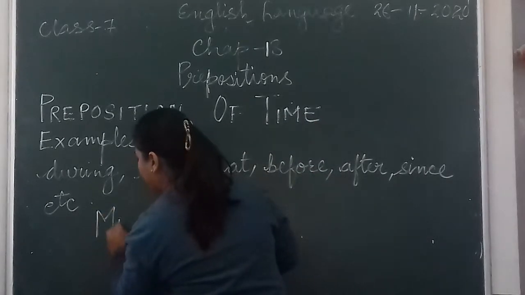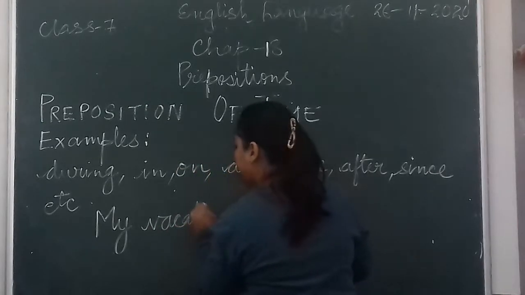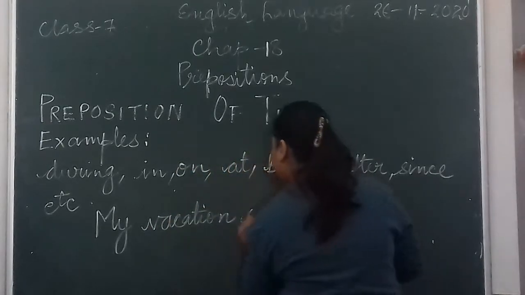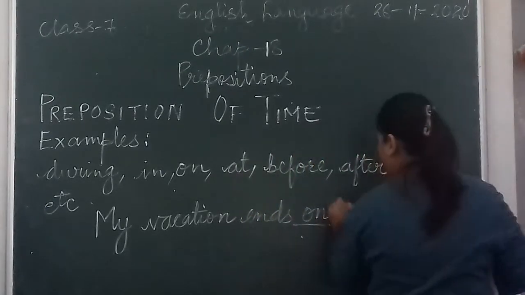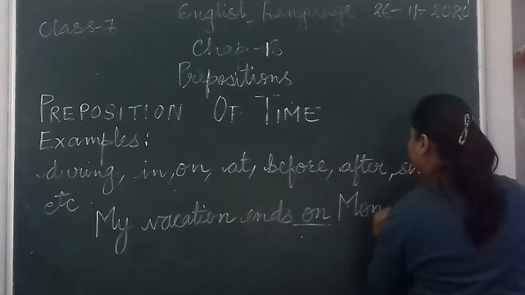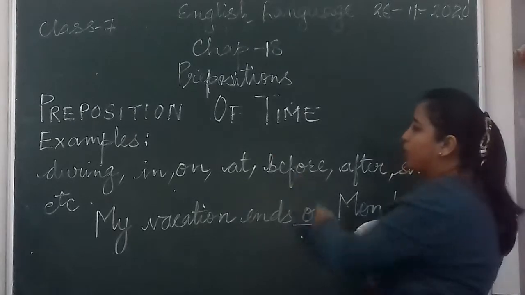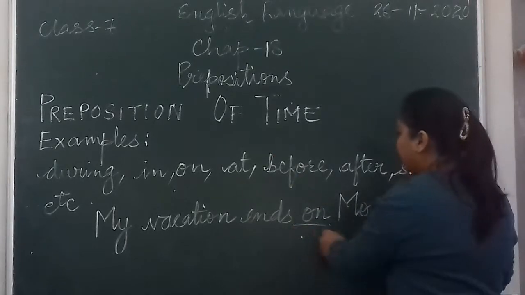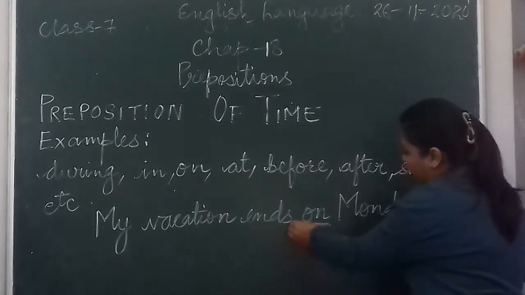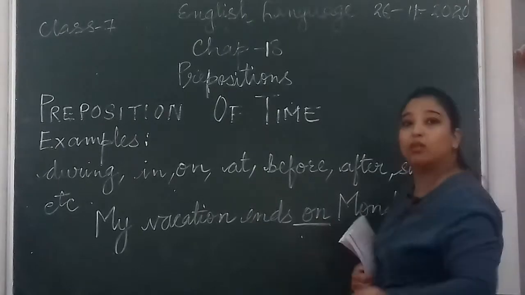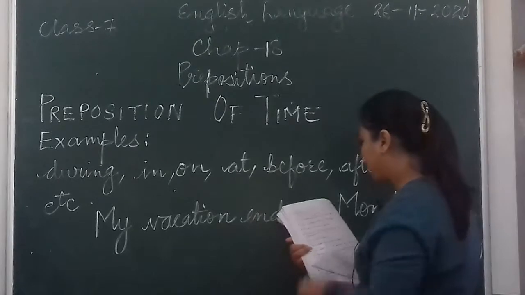My vacation, or my holiday, ends on Monday. This "on" is known as the preposition of time because it acts as a link. It is talking about the time that it ends: on Monday. So this one is known as the preposition of time.